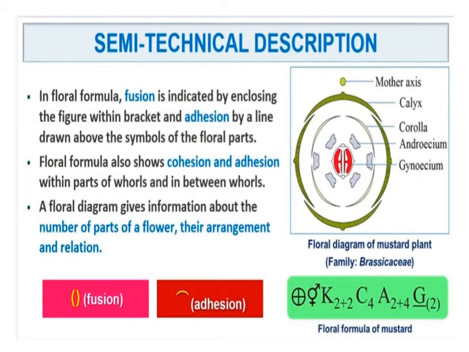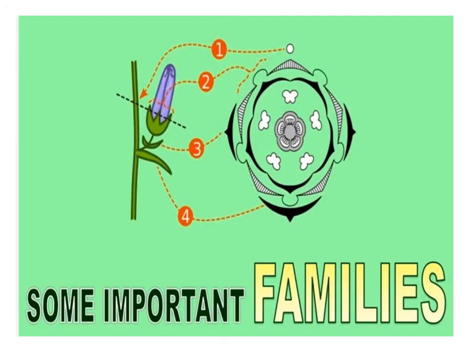Calyx, corolla, androecium and gynoecium are drawn in successive whorls, with the calyx being the outermost and the gynoecium at the innermost or at the center. A floral diagram and the floral formula of the mustard plant, family Brassicaceae, is presented in the figure.